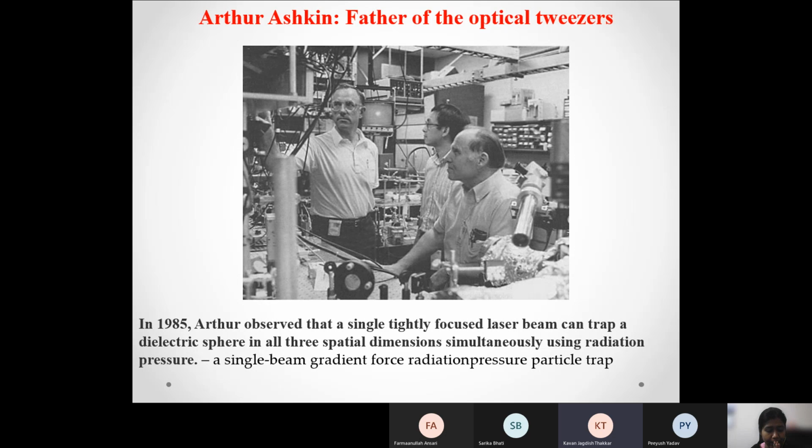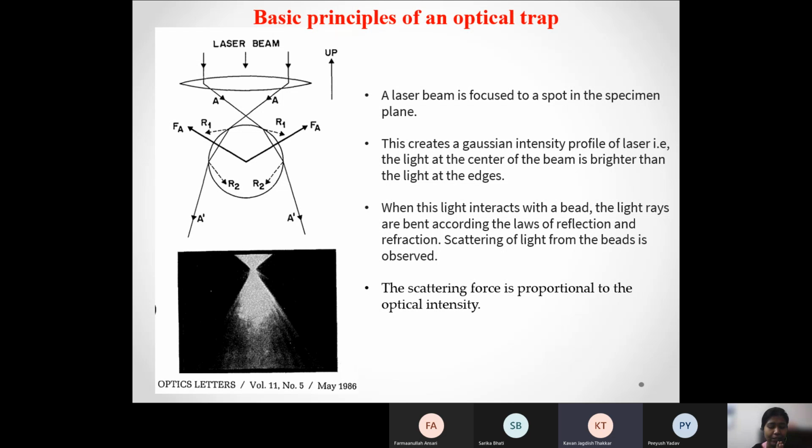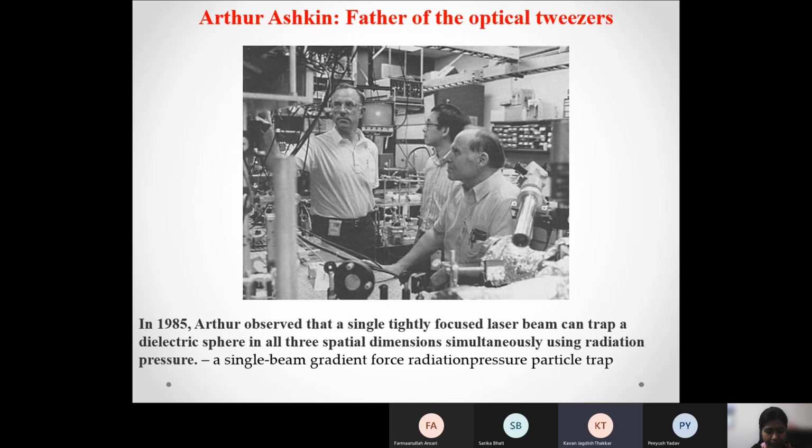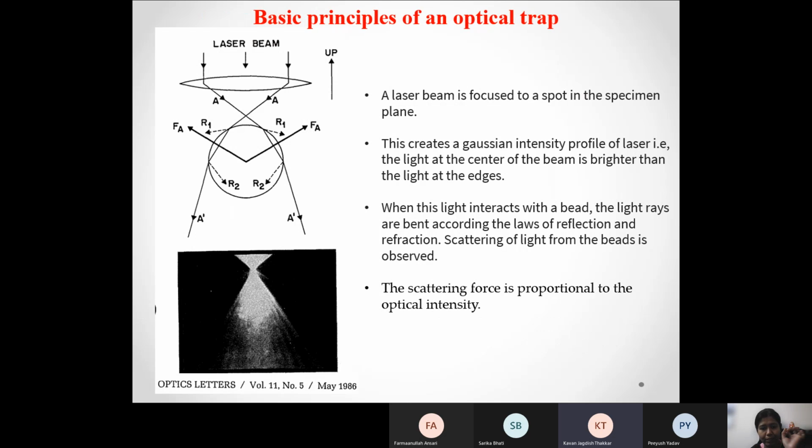Arthur Ashkin didn't quite call them optical tweezers. He was calling them a single beam gradient force radiation pressure particle trap. Big name, and we will come to each of these to understand, in a nutshell, what exactly this means. So single beam: you have a single beam of radiation, a single beam of laser. All right. Radiant force. What would that be?